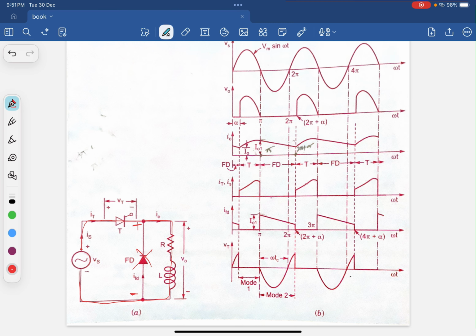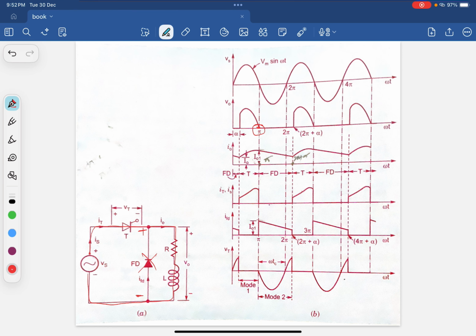At omega t equal to pi, the source voltage is equal to 0. As you can see, the source voltage here is 0 at the instant pi. Source voltage Vs is 0 and just after the instant, Vs tends to reverse. So the freewheeling diode comes into the picture. All the load is transferred to the freewheeling diode. As you can see here, this is Vs, the sinusoidal waveform. Here V naught is the output voltage.